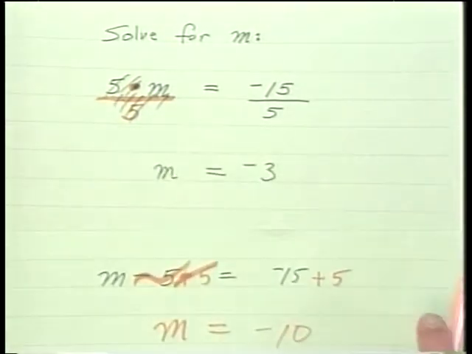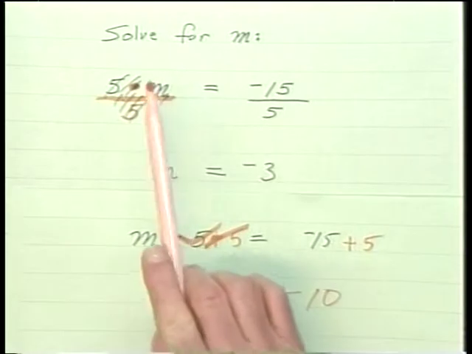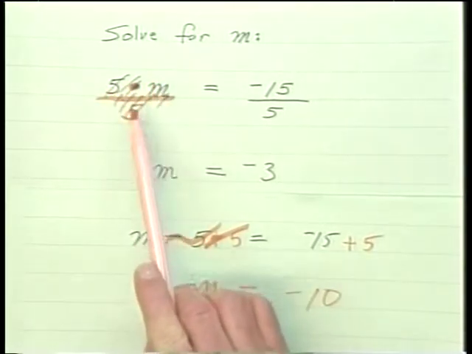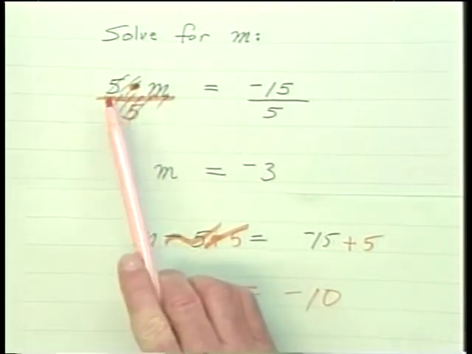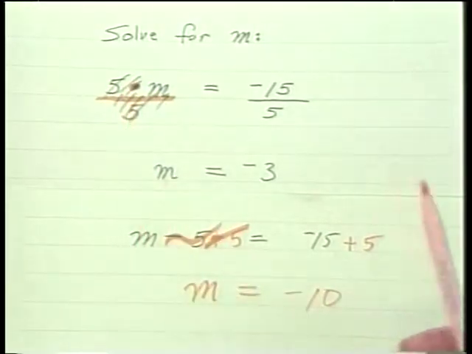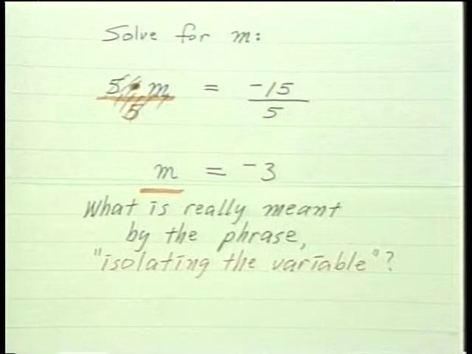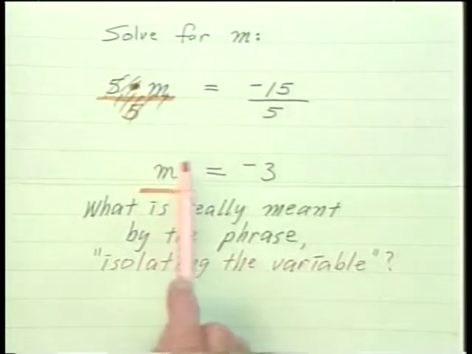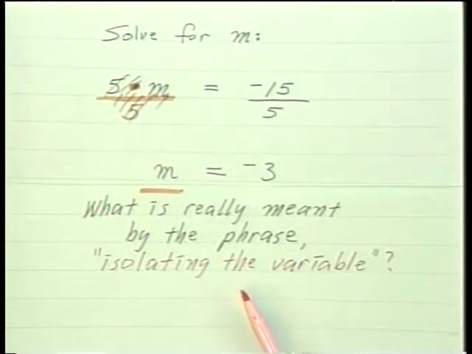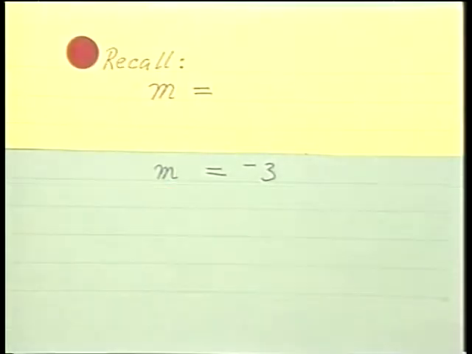Again, note how over and over in algebra we look at the operations. It's the operations that determine what we're going to do and not necessarily the numbers. That's strictly secondary to the process. But let's look at that phrase, isolating the variable, a little bit more closely. What is really meant by the phrase isolating the variable?